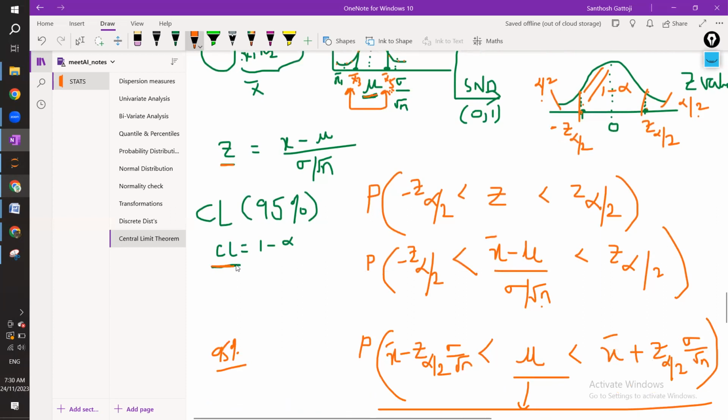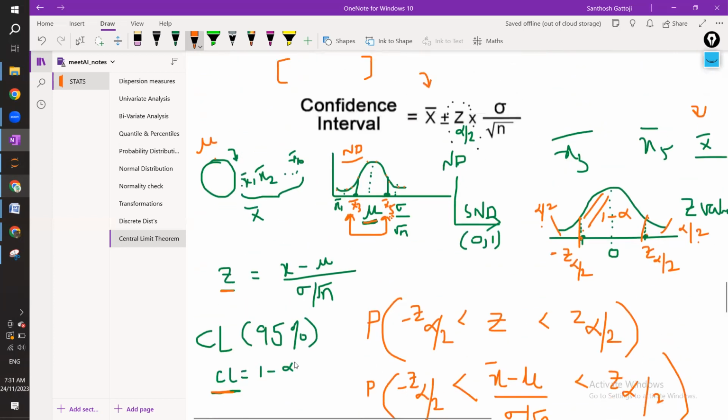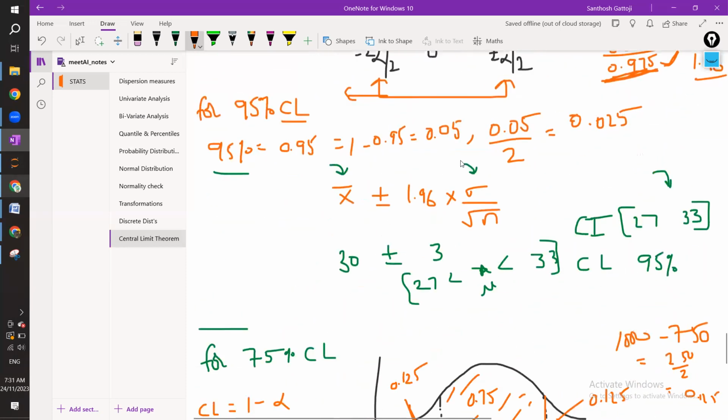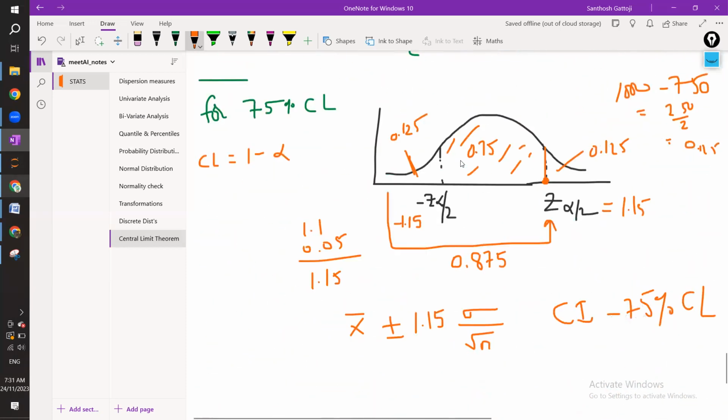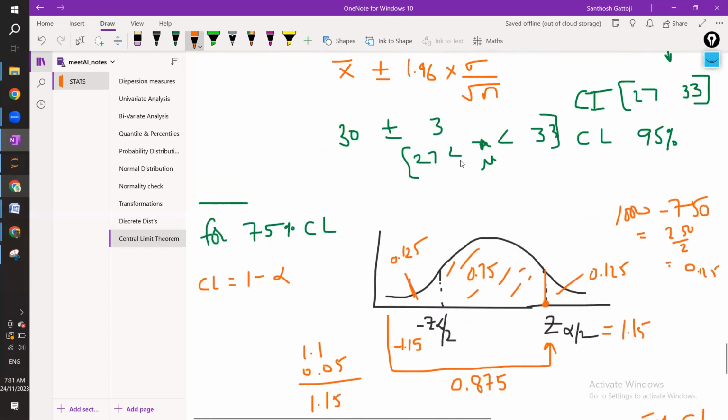And when will alpha change? When the confidence level changes. That means based upon your requirement, I want to be 90% confident. Correspondingly, you will have this alpha level, and based upon that, you will have the Z level. So as you change the confidence level, indirectly the confidence interval will also change. That is the relationship between confidence level, confidence interval, and alpha level of significance. Clear?